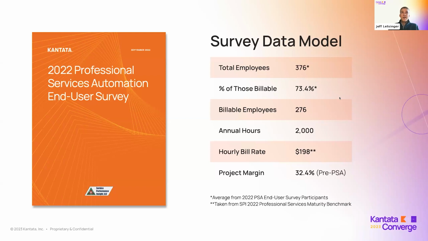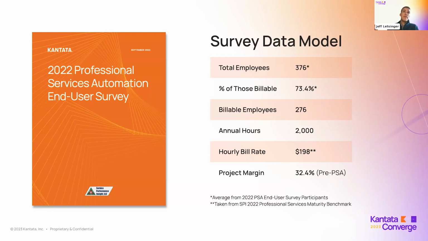Now, the next thing I'll share is a survey we did in conjunction with SPI for the culmination of 2022 data. I'm introducing the model here. In the next two slides, you'll see the impact that improvement in billable utilization and on-time delivery can have in terms of a dollar value for your organization.